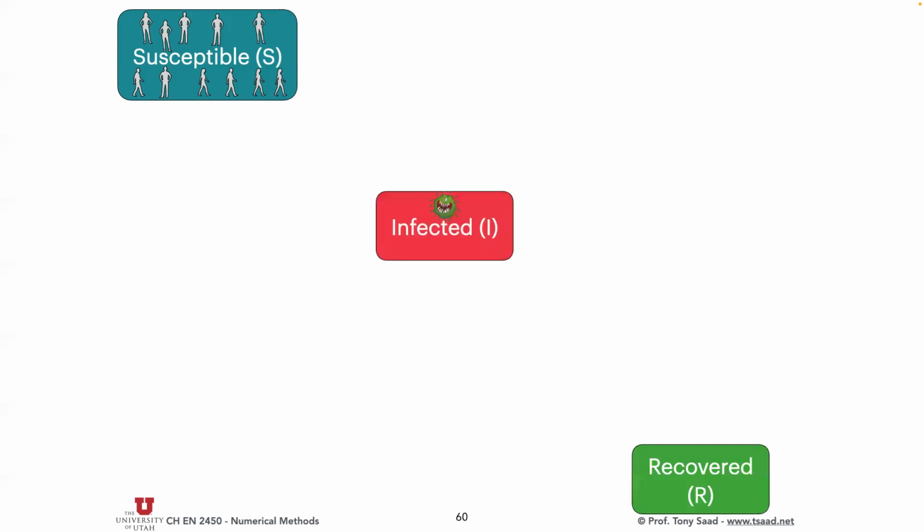So in this model, we posit, whoever came up with this model in the 50s, it's a very old model. It's called the SIR model.